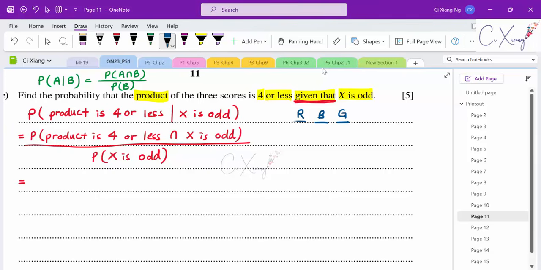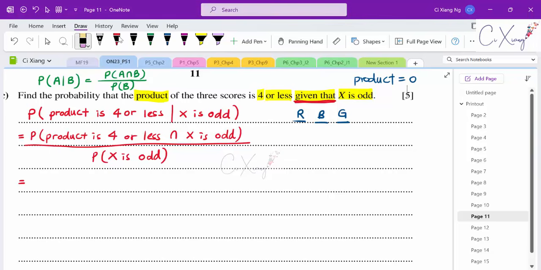Okay, so maybe we start from product equals 0 first. Is it possible for us to get a product equal to 0? Impossible, right? To get a product equal to 0, there should be a 0 among the scores. So you cannot have 0, 1, 1, right? So we have no 0 score on the spinner.